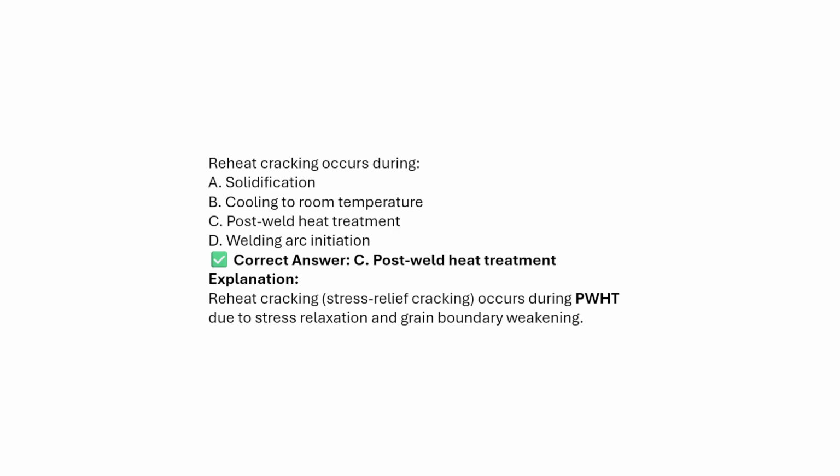Okay. Next, reheat cracking occurs during: solidification, cooling to room temperature, post weld heat treatment, or welding arc initiation. The answer will be C, post weld heat treatment. So during the post weld heat treatment, carbide formation happens and intergranular strength is reduced. That results in the formation of cracks, and when cracks merge, they form the fracture. So reheat cracking occurs during post weld heat treatment due to stress relaxation and grain boundary weakening.